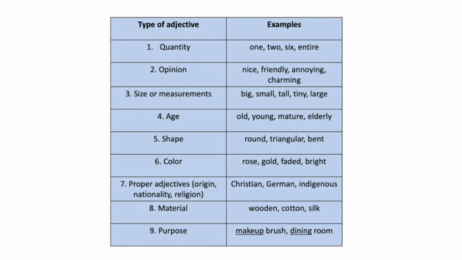Color. Rose, gold, faded, bright. Proper adjectives like origin, nationality, and religion. For example, Christian, German, indigenous. Next, by material, wooden, cotton, silk. And finally, by purpose, makeup brush, dining room.